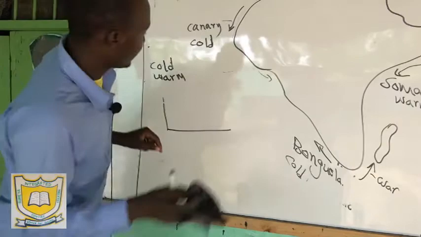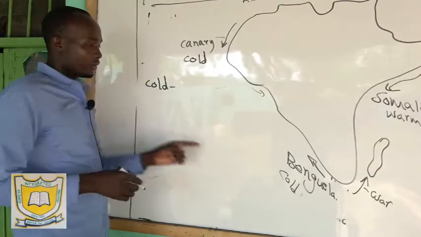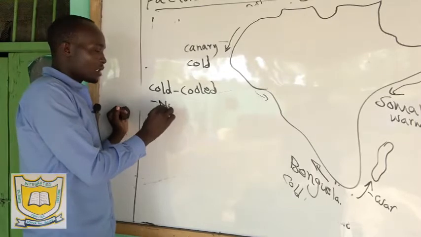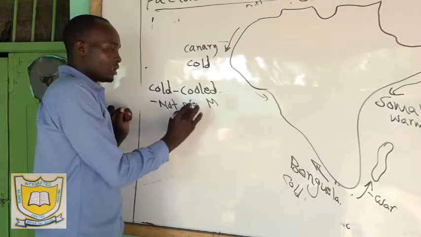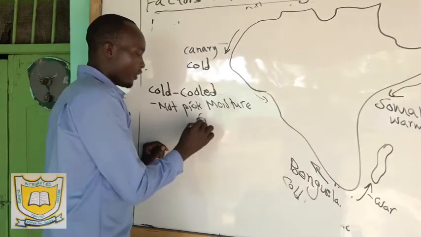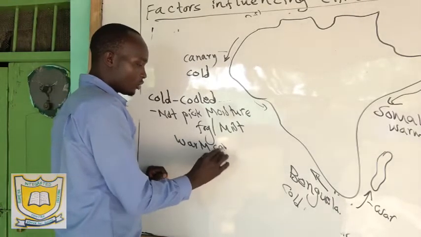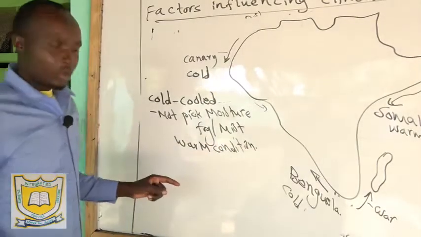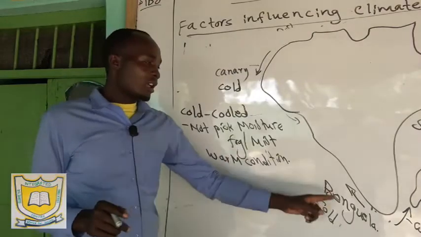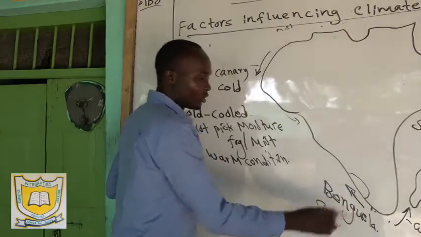Now this is what happens with the currents. When the wind blows across a cold current from the ocean, the wind is cooled. It does not pick up any moisture from the sea. And when it reaches the adjacent land, it causes dry conditions, or a mist, or a fog.